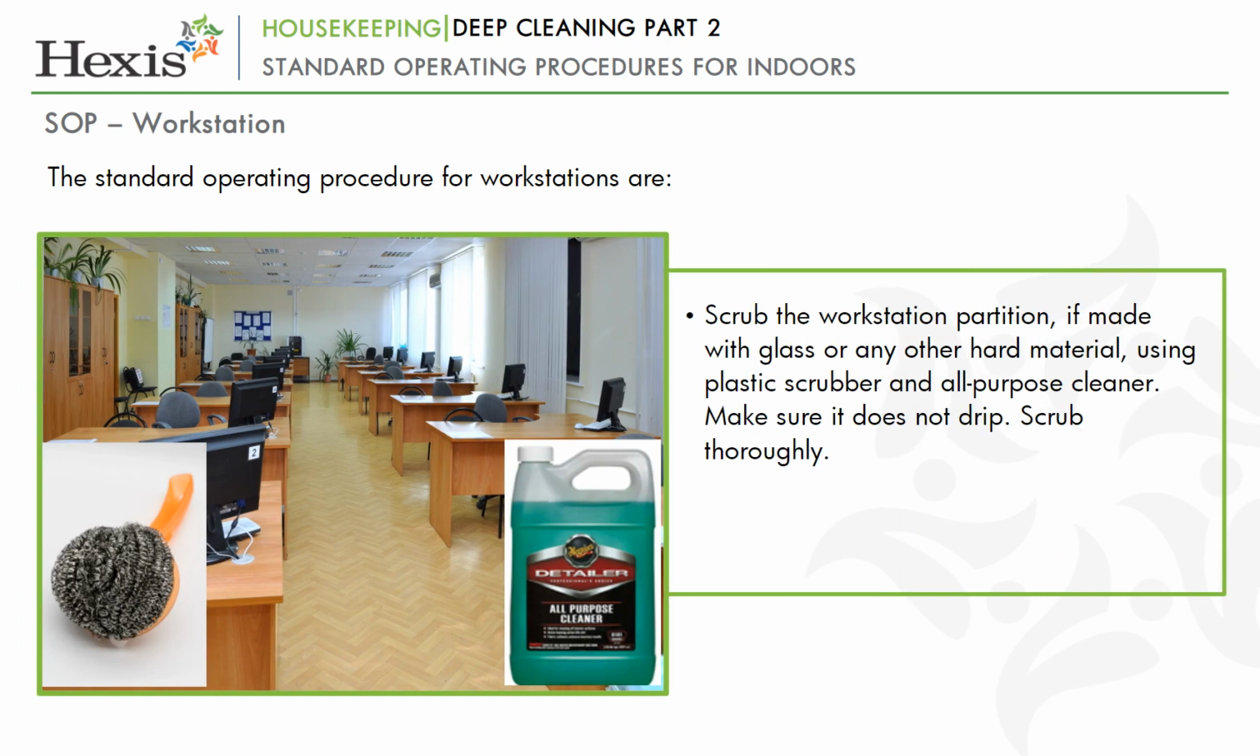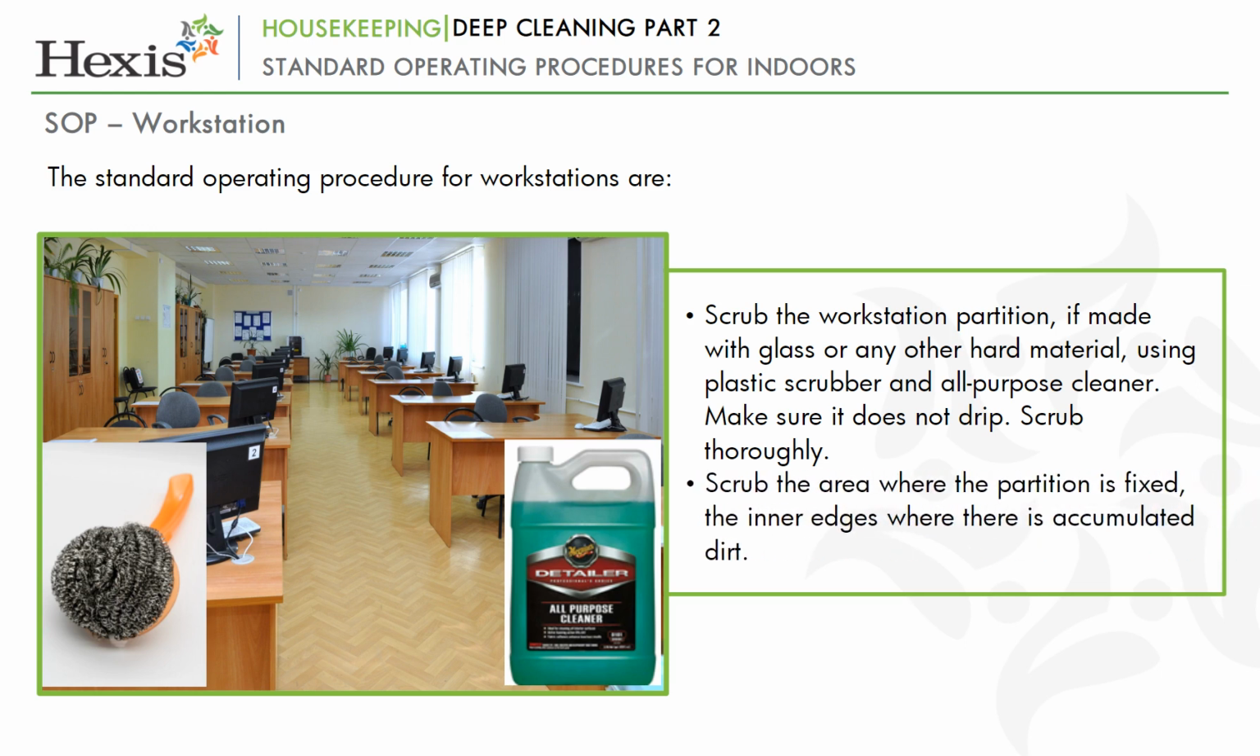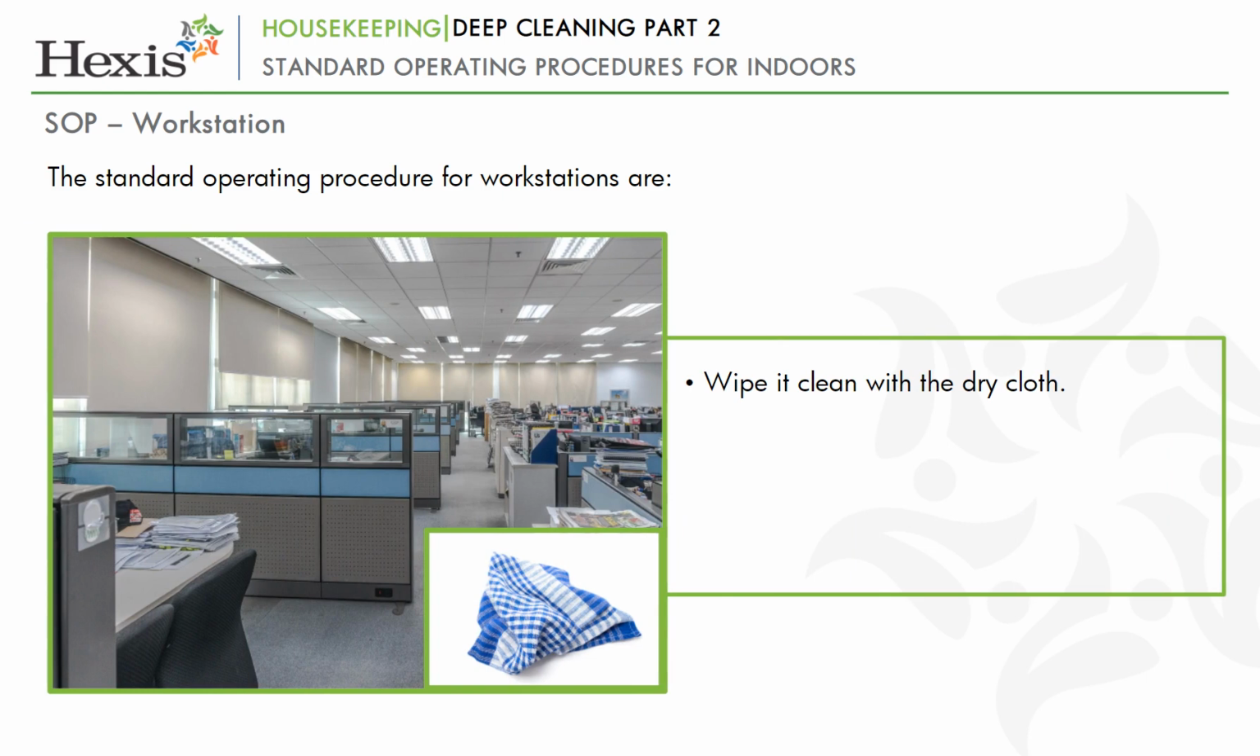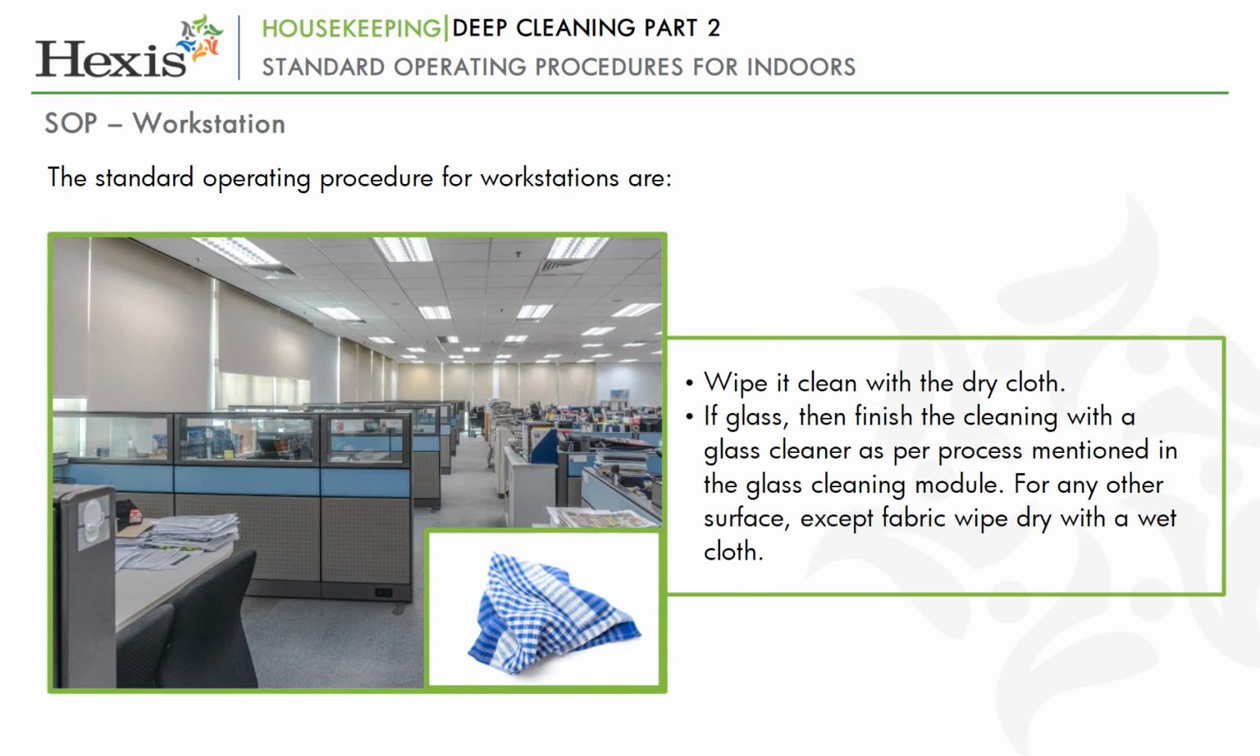Scrub the workstation partition. If made with glass or any other hard material, use a plastic scrubber and all-purpose cleaner, making sure it does not drip. Scrub thoroughly. Scrub the area where the partition is fixed, the inner edges where there is accumulated dirt. Wipe it clean with the dry cloth. If glass, then finish the cleaning with a glass cleaner as per the process mentioned in the glass cleaning module. For any other surface except fabric, wipe dry with a wet cloth.